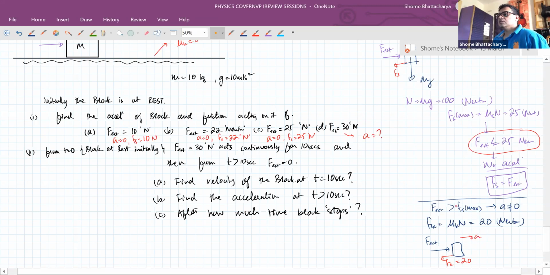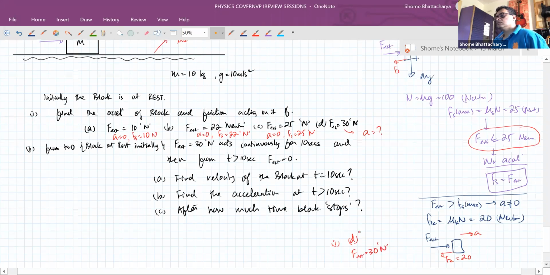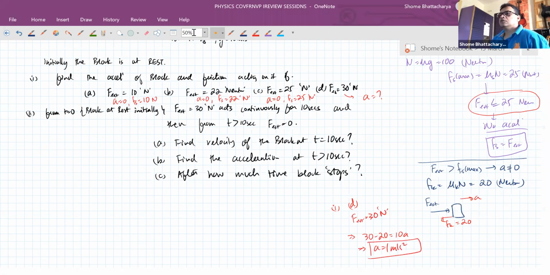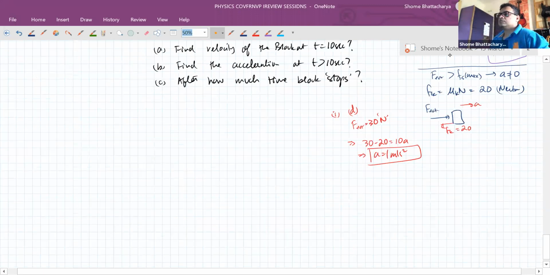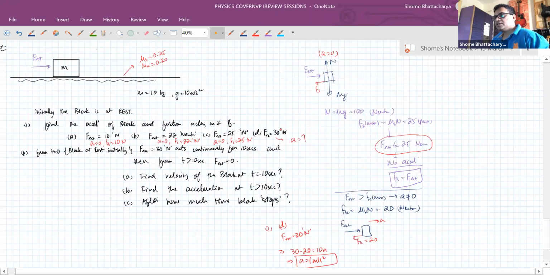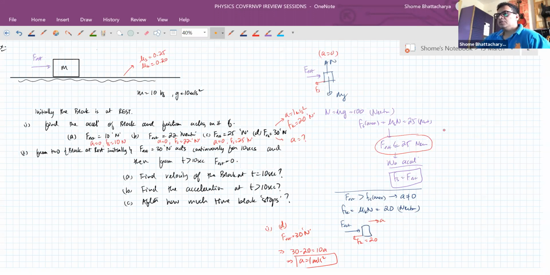So this is what will happen in this case. So you'll see that, okay, that is why the acceleration will be 1 meter per second square here, and a kinetic friction of 20 newtons will be acting on the block. Right. So hope this is clear to all of you.